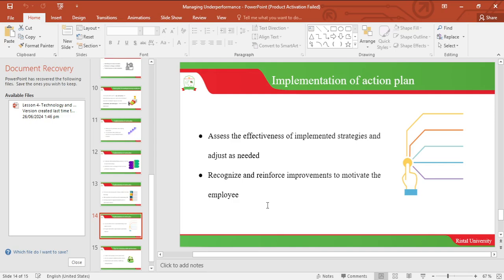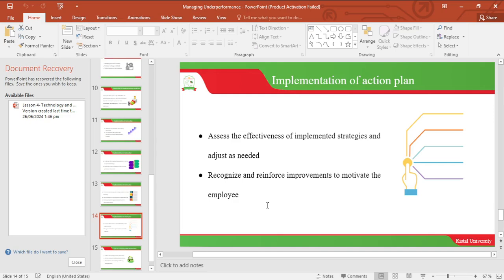Then you need to also recognize and reinforce improvement in motivation. Okay? So if someone has really improved from the previous way he has been doing the work, you need to recognize that. That's an element of motivation. And also it will make other employees in the organization work extra hard so that next time they will be the one to be recognized.